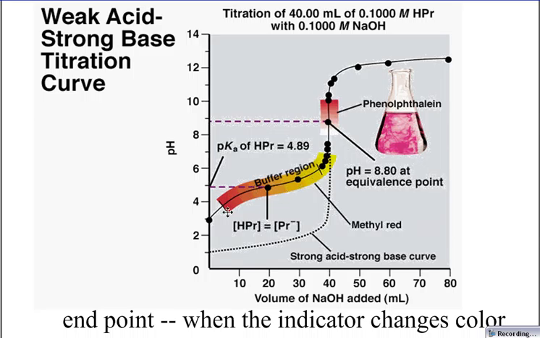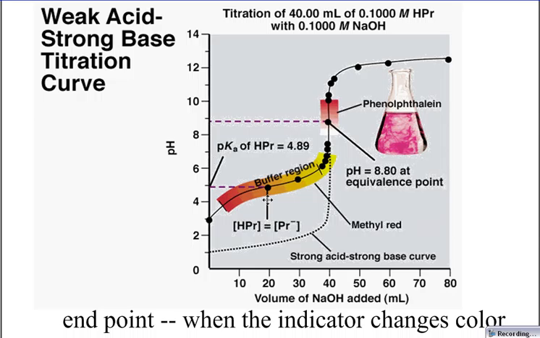So we would want an indicator that changed color somewhere where we could keep track of it. So we would use methyl red. When choosing an indicator, you want to match up the Ka of the indicator to the Ka of the weak acid or the weak base, because that will help you determine when it's going to change color. The Ka is going to help you determine when it's going to change color.